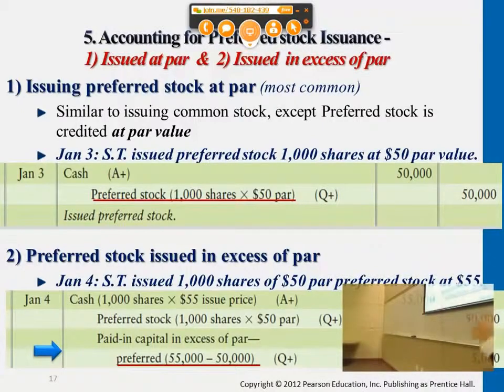In Chapter 13, we'll talk about treasury stock and other cases, but so far these are the accounts that we talked about right now. Okay, 4 of them.